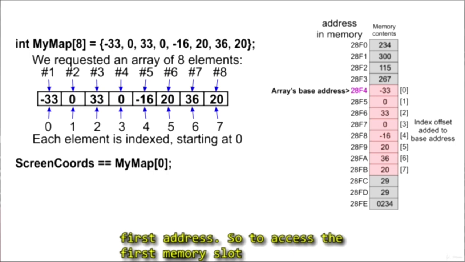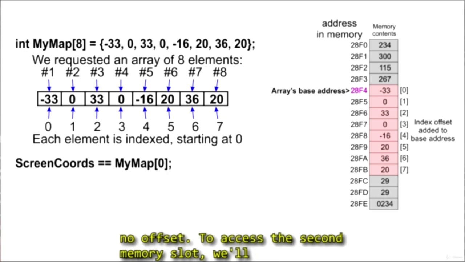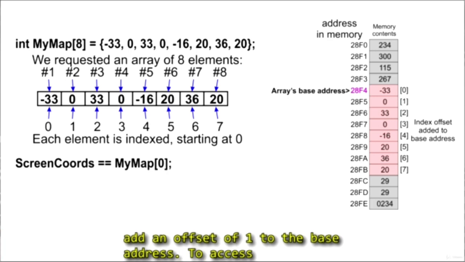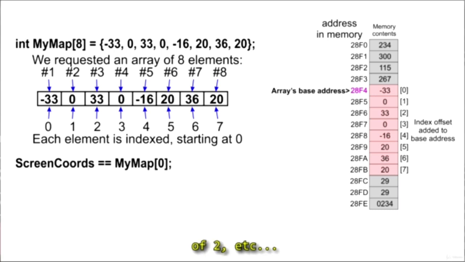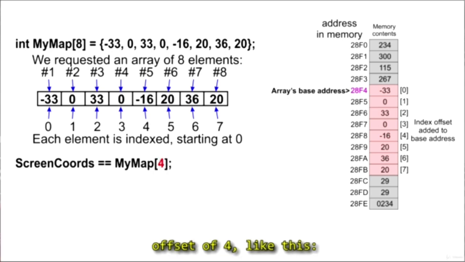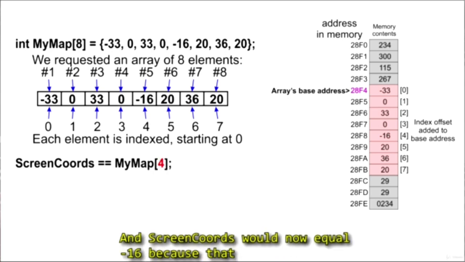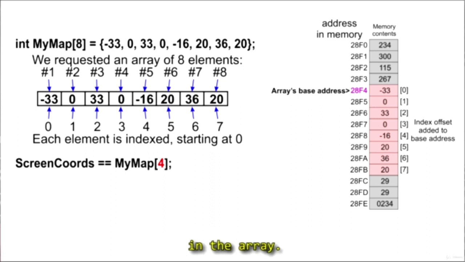So to access the first memory slot in the group, we'll offset the RAM memory address by 0, no offset. To access the second memory slot, we'll add an offset of 1 to the base address. To access the third memory slot, we'll add an offset of 2, etc. If we were to read the fifth element, we would add an offset of 4, like this. And screen coords would now equal -16, because that is the number stored in the fifth element in the array.